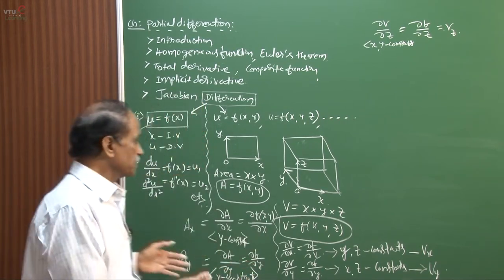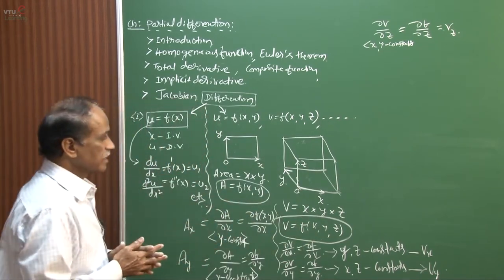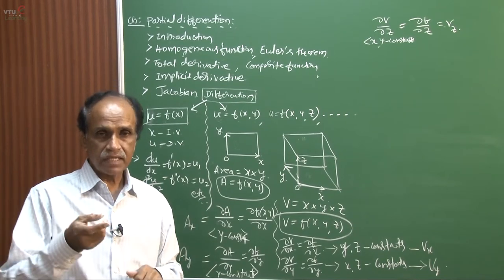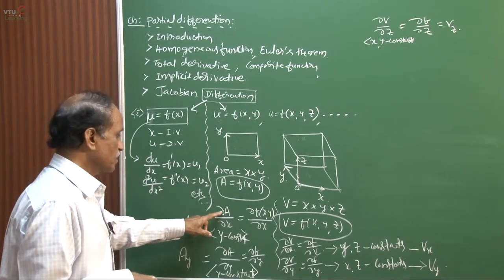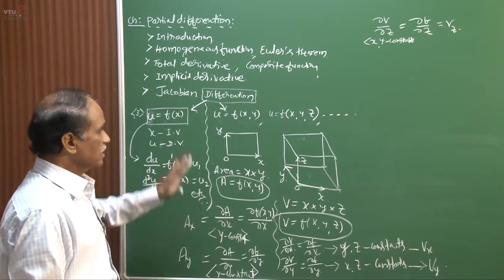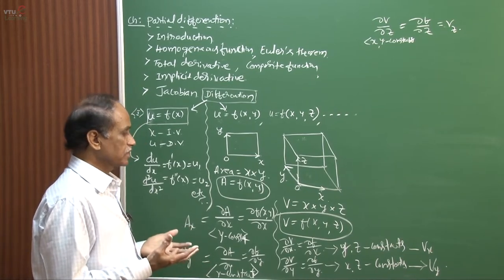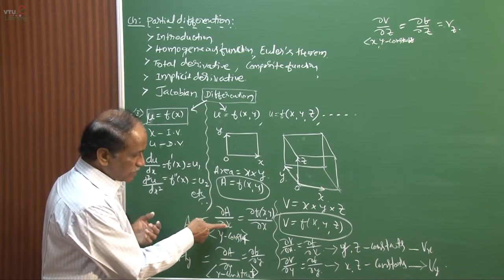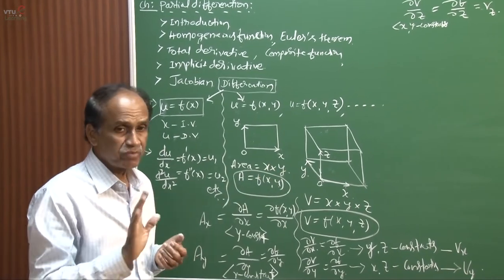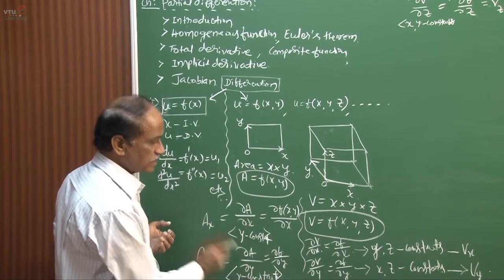Then it produces these derivatives, and with more than one variable it produces partial derivatives. These partial derivatives can be pronounced as del a by del x, or dou a by dou x. That means what you have to understand here, the essence of the meaning of this differentiation: when you are taking a with respect to x, keep the other symbol temporarily as constant, not permanently, temporarily. When you take a with respect to y, keep x temporarily as constant.